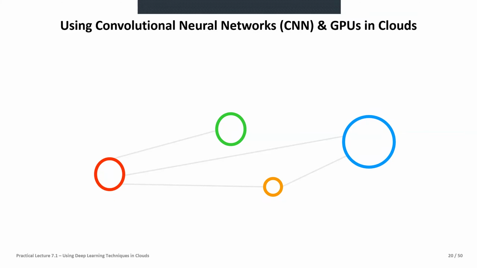Okay, welcome everyone to our practical lecture 7.1 in the Cloud Computing and Big Data course. We are doing a little bit of practical lecture on using deep learning techniques in clouds, and this obviously could fill many lectures, but we picked a little bit in the first part. This is the second part, really an idea of how we do that in Amazon Web Services.